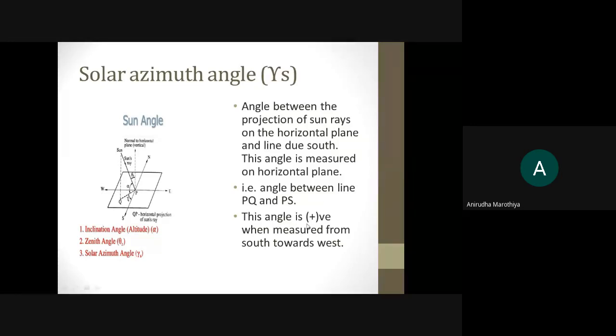Now here we need to apply this sign convention. So write down this. The angle is positive when it is measured from south towards west. कहने का मतलब है कि with respect to line due south, if you are measuring this angle in west direction, then in that case you need to take this angle as positive. That means with respect to this line, if you are measuring this angle in this direction, that means in the direction of west, then you need to take this angle as positive.